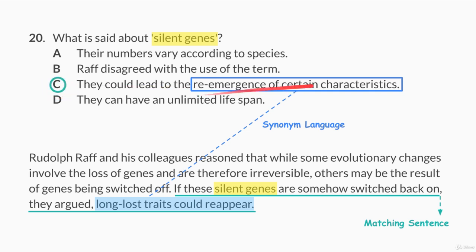So that's the only spot where we have found synonym language that matches up with the synonym language in the reading passage. So now that you've answered the question, just put a number next to the matching sentence, so that you can answer the rest of the questions if there happen to be more questions in this question set. And that's it.